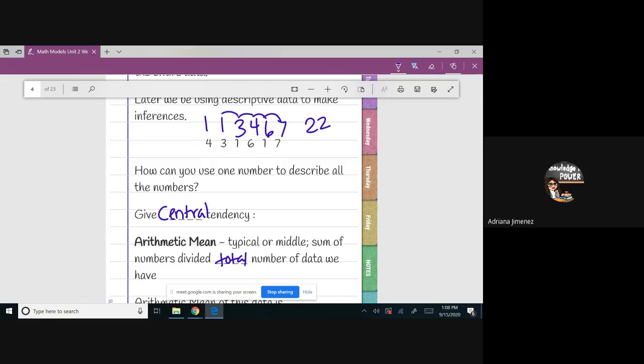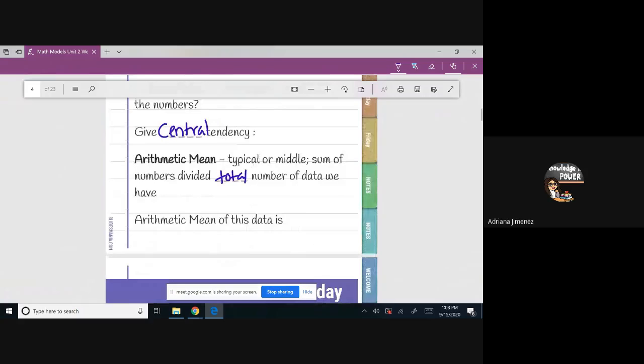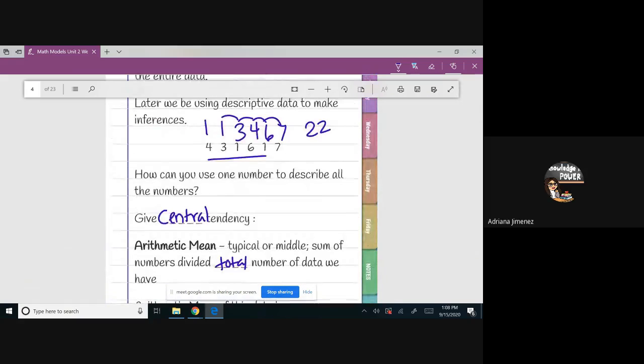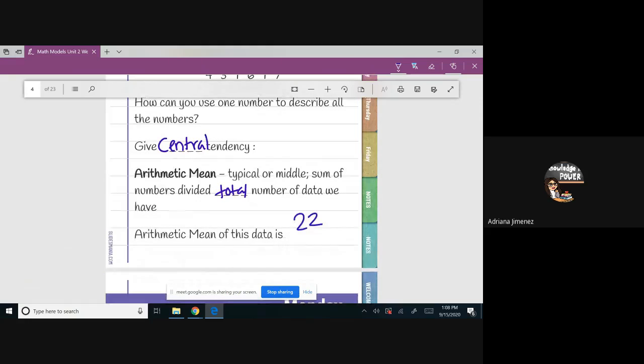All right, so it's 22 divided by the total number of numbers, 2, 4, 6. 6 goes into 22 3 times. Remainder 4, 40, 3.6. Repeat.